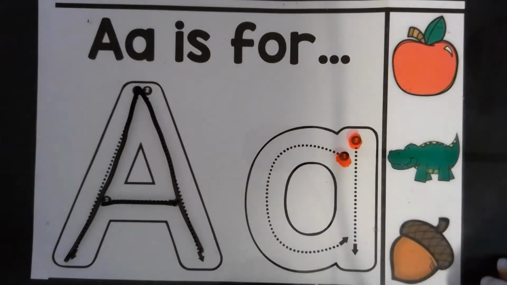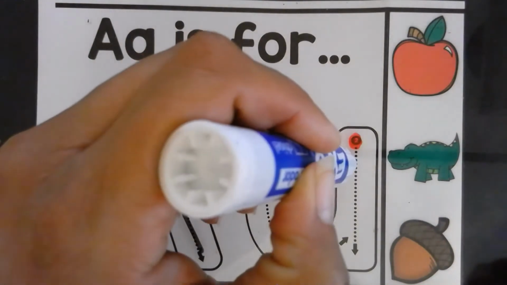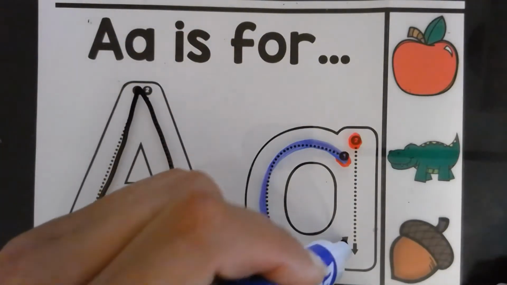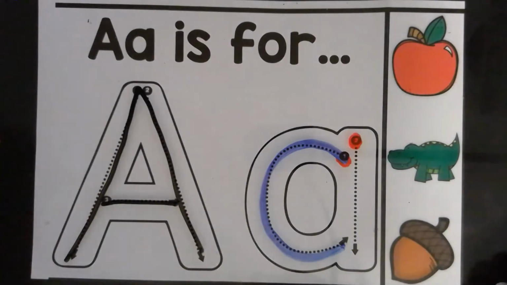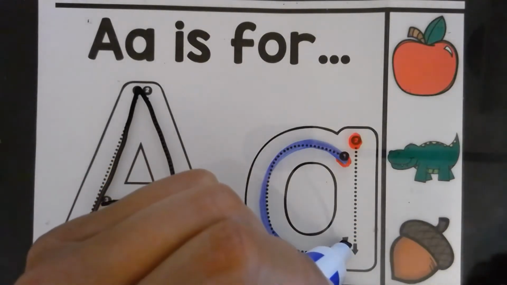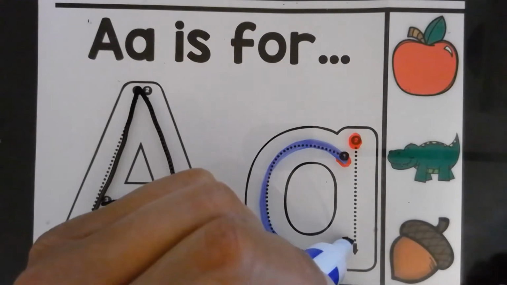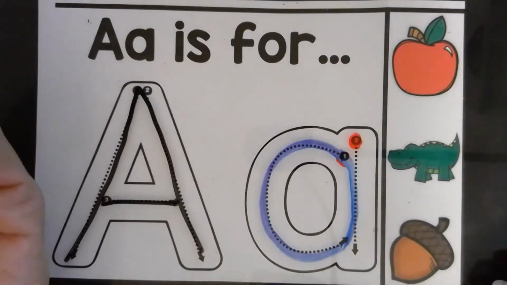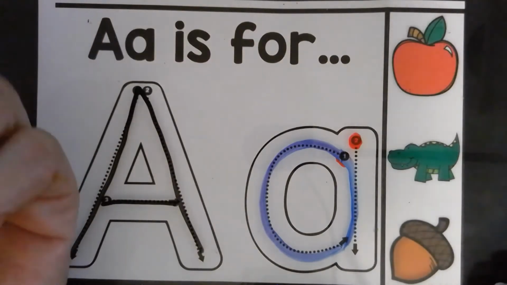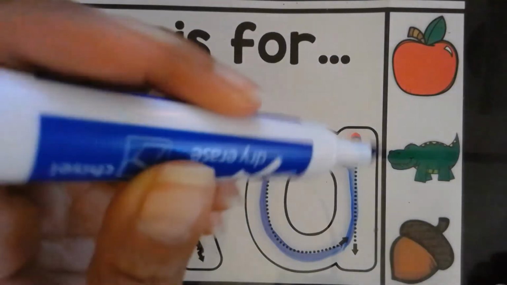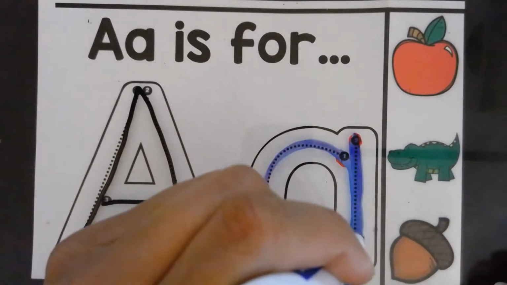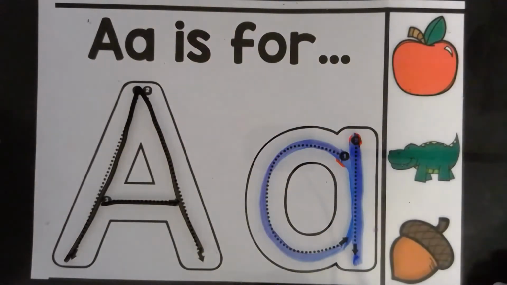When writing the lowercase A, you make a C. Slide your pencil, crayon, or marker up. Make an O. Take your pencil, crayon, or marker and draw a line behind the O. Lowercase A.